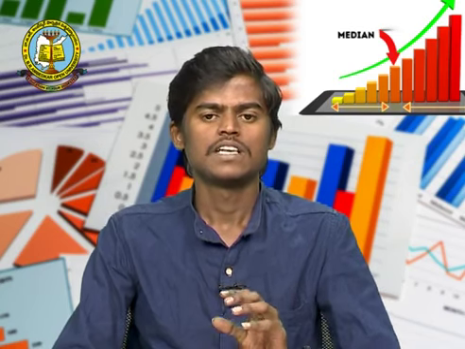Next topic is central tendency. Measures of central tendency are divided into two types. The first one is measures of central tendency, the second one is measures of dispersion. Measures of central tendency have five types: mean, median, mode, geometric mean, harmonic mean. Okay, now today's topic is median.